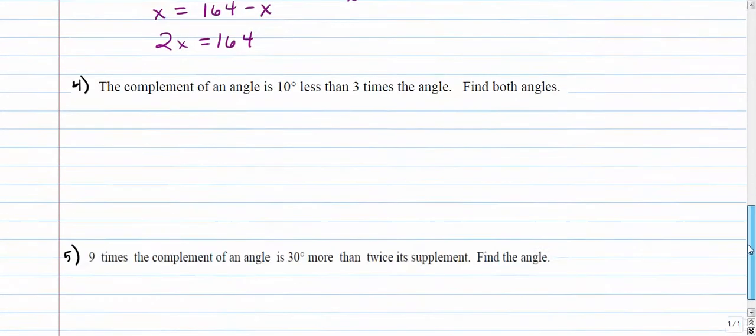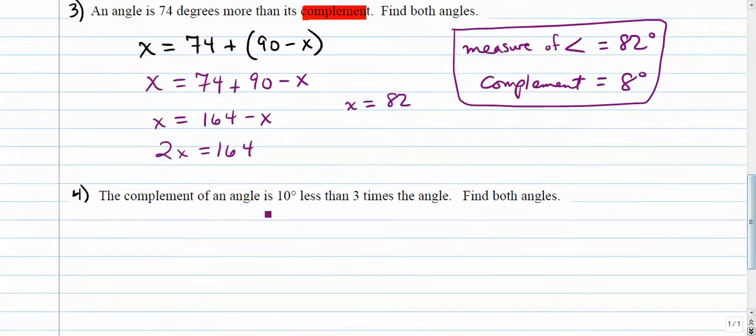Alright, number 4. We have the complement of an angle is 10 less than 3 times the angle. So again, we're going to simply do a replacement. Wherever we see that word complement, we're going to replace that with the expression 90 minus x is an equal sign. 10 less than 3 times the angle. X in this case is our angle. So we're ready to solve, right?